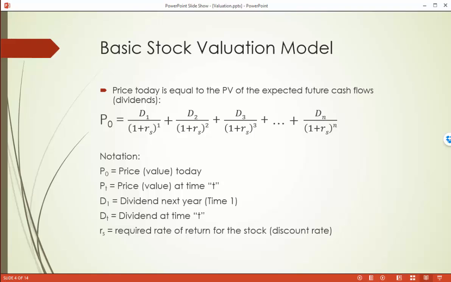A little bit more on the notation here. We've already talked about P sub 0, that's the price today, or the value today. P sub T will simply be the price or the value at any time period T, and T is a variable, it could take on any value. D1 is the dividend next year, that's time period 1. D sub T is going to be the dividend at any time period T. And then finally, R sub S is going to be our required rate of return for the stock. That's also going to be called the discount rate for our valuation.